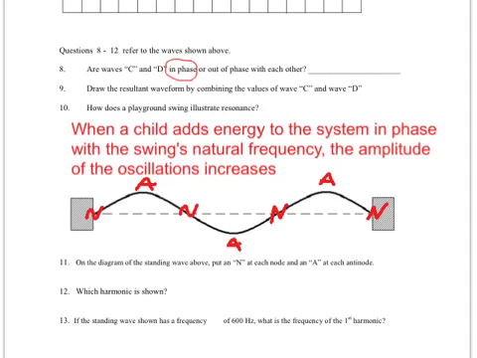Which harmonic is shown? Well, to find the harmonics, if you want to know the harmonic, all you do is count the antinodes. I have one antinode, two antinodes, three antinodes. This must be the third harmonic.